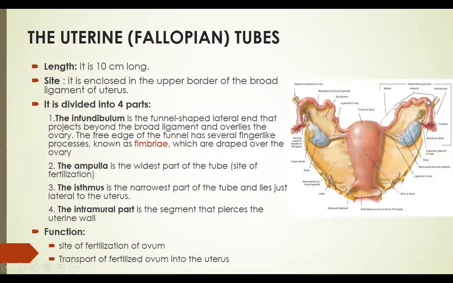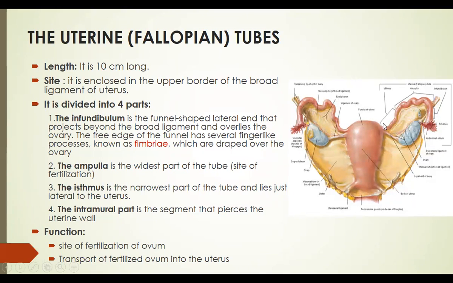Then we have the large important part called the ampulla, the widest part of the tube, which is the site of fertilization. Ampulla is very important because that is the site where usually fertilization takes place. Then we have the isthmus. Isthmus is the narrowest part of the tube and lies just lateral to the uterus.